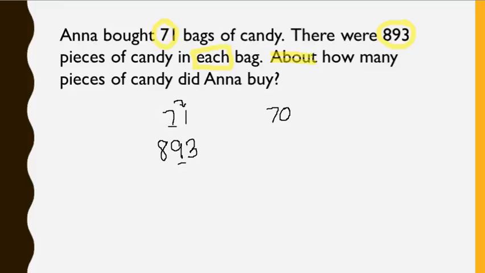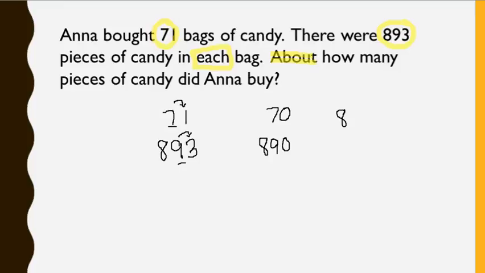Okay, so I'm going to round this 9. Look right next door, 4 or less, just ignore. So I'm going to keep that 9 the same. So then it's going to be 890. Okay, so it makes it a little bit easier to work with.